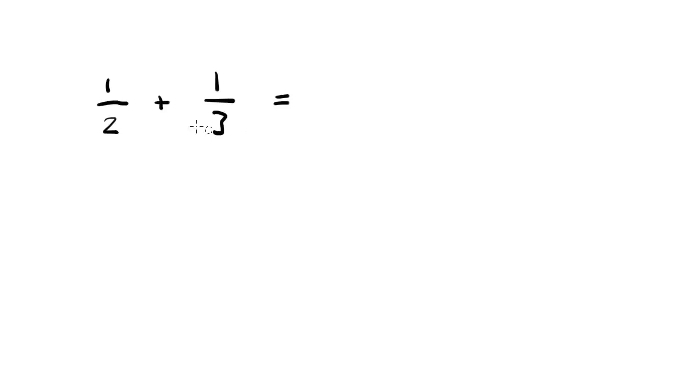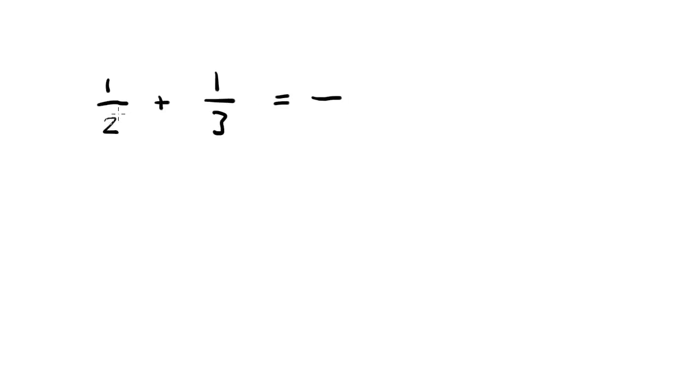Okay, so we need to add 1 over 2 and 1 over 3. But you see, just like above, we can't go from the 2 to the 3, and we can't go from the 3 to the 2, so we have to go to a bigger number. And the number that we can get to from both of them is 6, right? Because 2 times 3 is 6, and 3 times 2 is 6. Okay, so now let's change our fractions to be over 6.